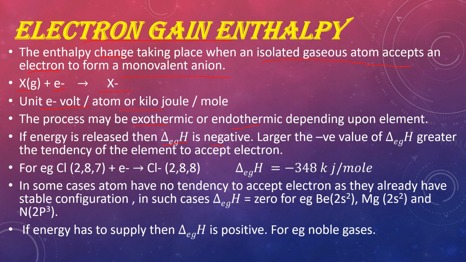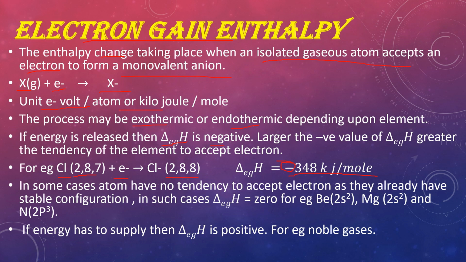For example, suppose we have chlorine in gaseous form having configuration 2,8,7. When it accepts one electron, which is easy for chlorine because after accepting one electron it is converted into Cl minus having a stable configuration, that is 2,8,8. So this process is actually favorable. The energy is released in this process, and this released energy is the electron gain enthalpy for chlorine, and minus 348 kilojoule per mole is the value. The minus sign indicates that energy is released in this process.